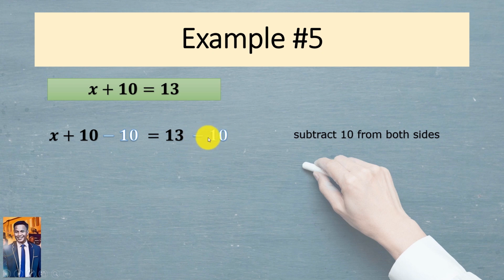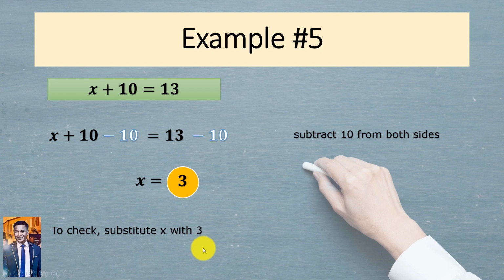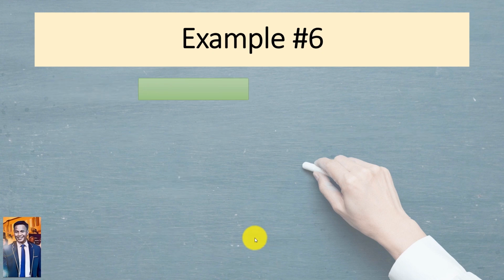expression. Now, we can cancel now plus 10 minus 10. Kaya ang maiiwan dyan ay itong x natin. So, pansinin natin, x now is equal to 13 minus 10. That is now equal to 3. And to check that, we substitute x with 3 and that becomes 3 plus 10 is equal to 13. Okay? So, nakuha natin. Next, 4 plus x is equal to 10.